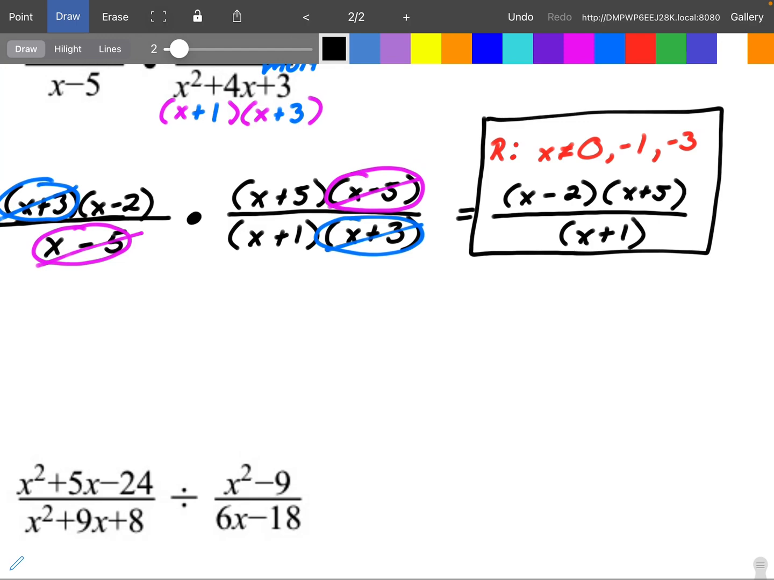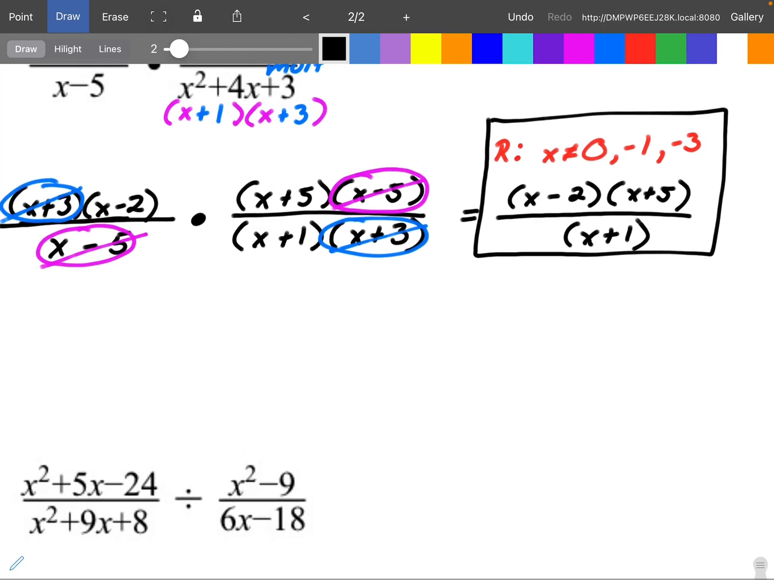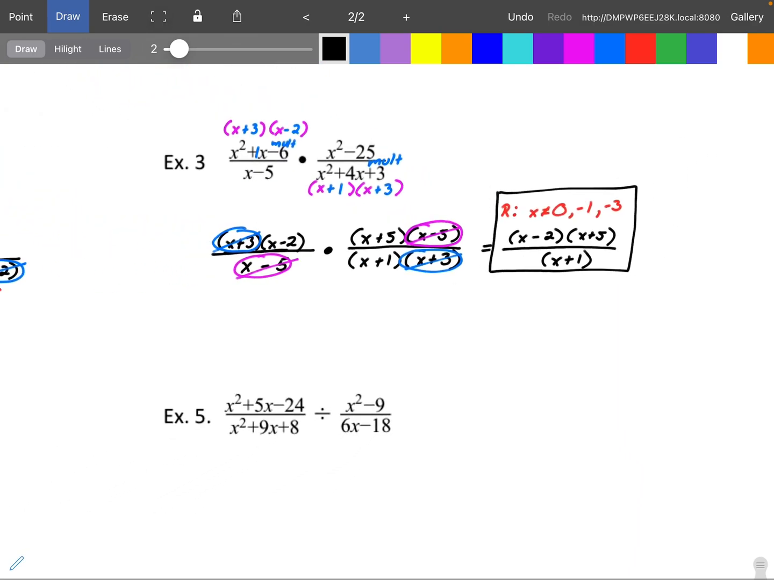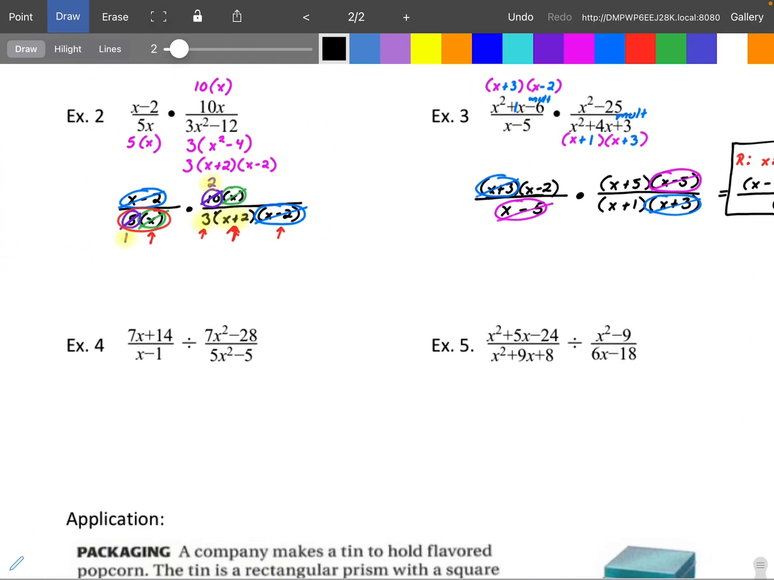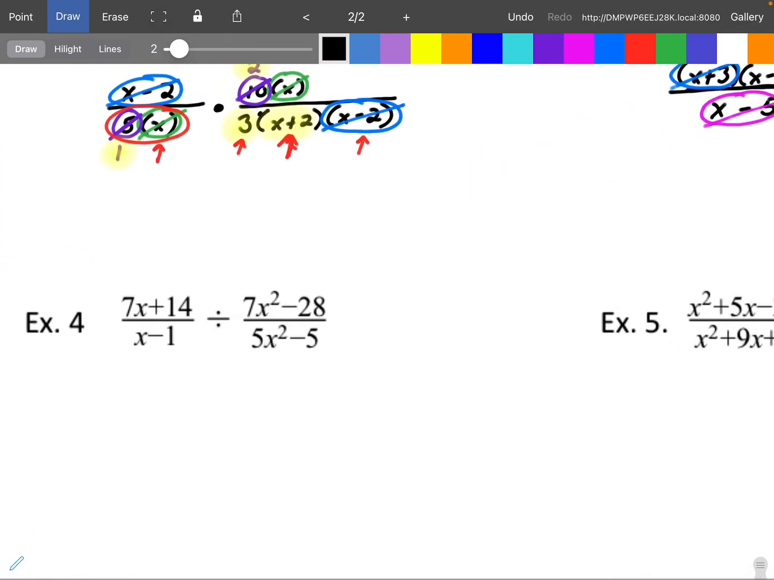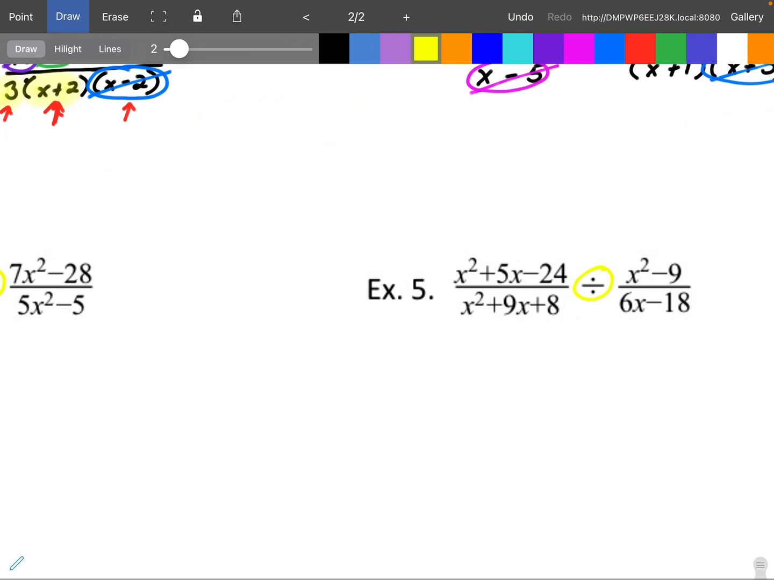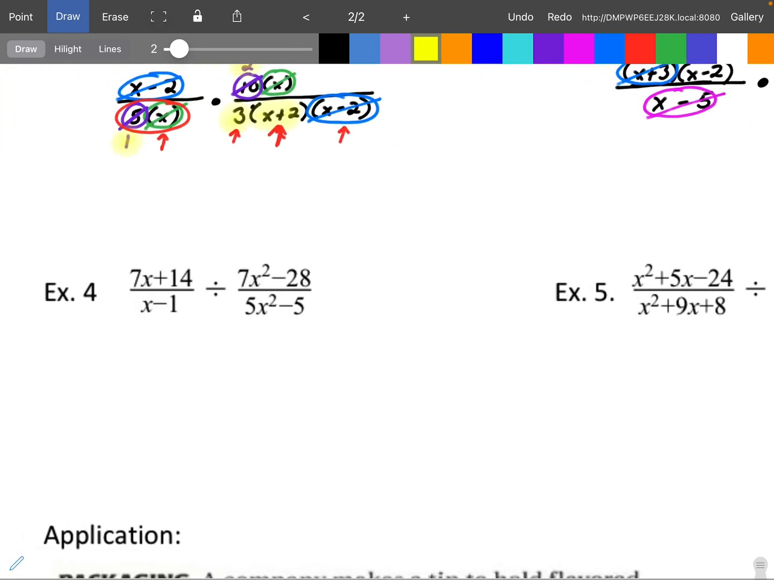So really, if we can factor, then we can do this. The factoring is really the tricky part, and we have to be careful. Always make sure that you're looking for a greatest common factor. Now we have a couple more problems to do, and I need to be very careful because these are division. As soon as I see a division symbol, then I need to be thinking keep, change, flip before I do anything.